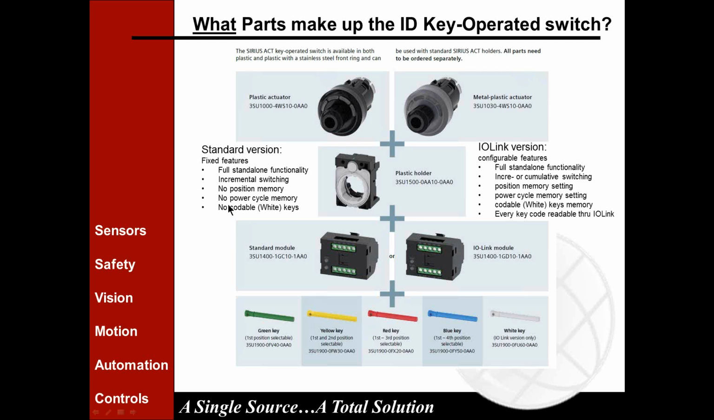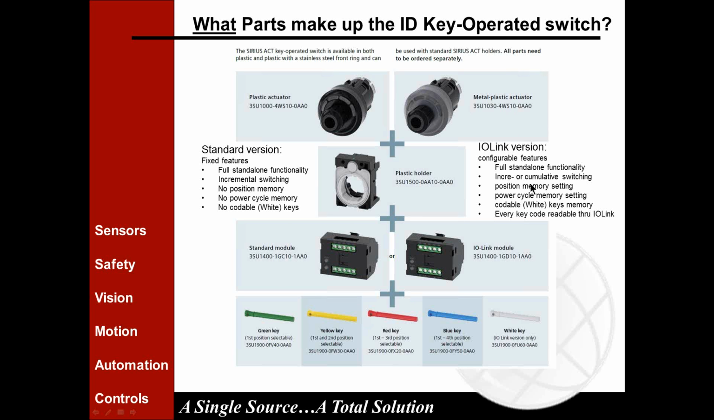So we'll talk about those features here real quick in kind of a coarse detail. The standard version has fixed features, so none of these features can be adjusted, whereas in the IO Link they can be. But in the standard version, you get the full standalone functionality, just like in the IO Link version. You get incremental switching, which means that as you turn your dial on your selector switch, it goes from turning on input or output, I guess, 1 to 2, and then from 2 to 3 and 3 to 4. So really only one of those 4 outputs is on at any one time.